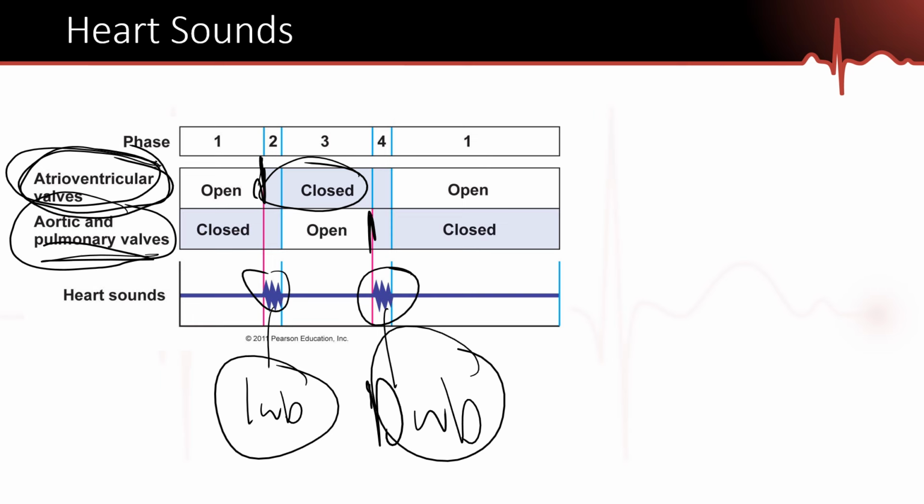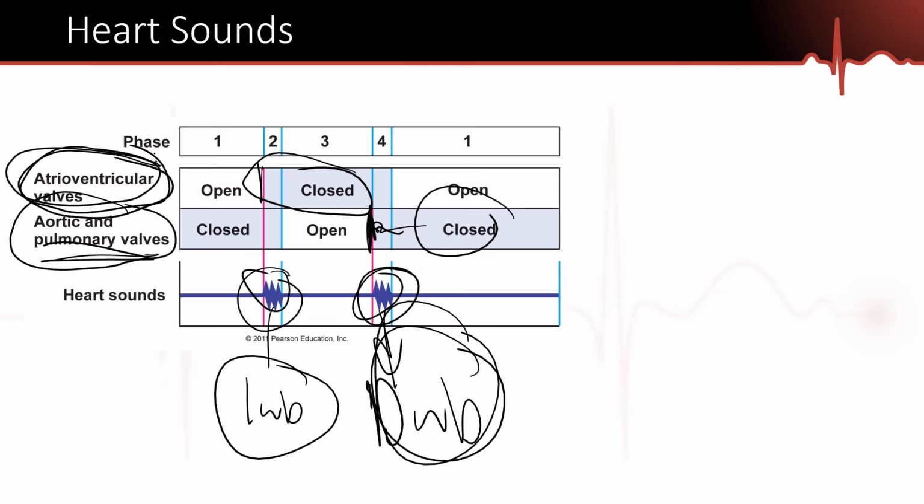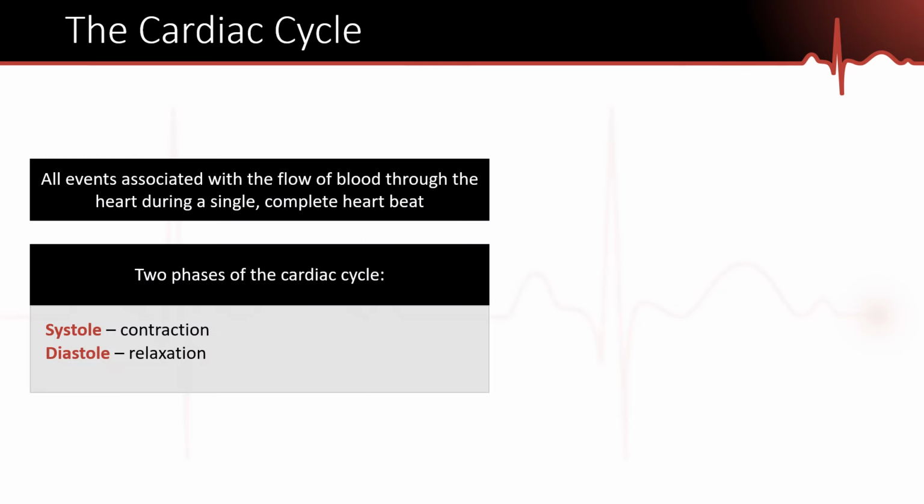It's showing you that when the tricuspid and bicuspid valves close, right, that is when you hear the lub sound. When the aortic and pulmonary semilunar valves close, right, that is when you hear the second heart sound, the dub sound. So now we're going to move into a bit of terminology and then apply it.